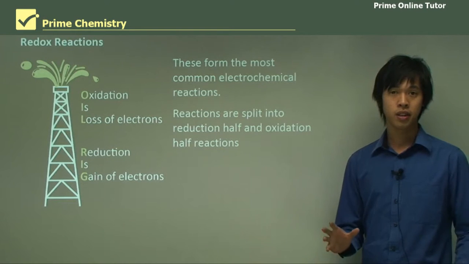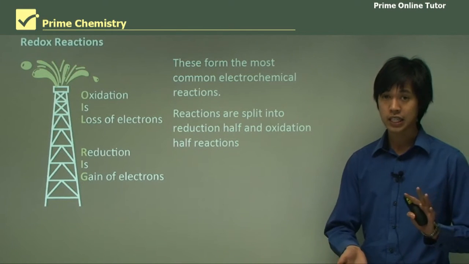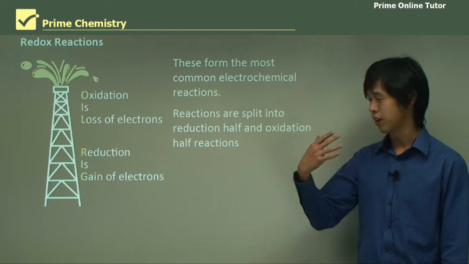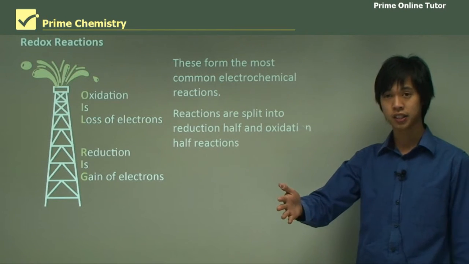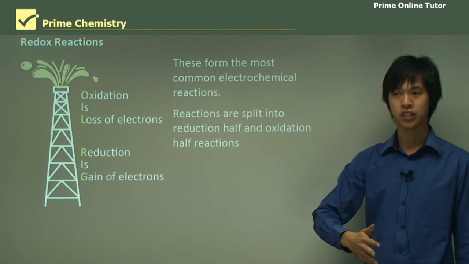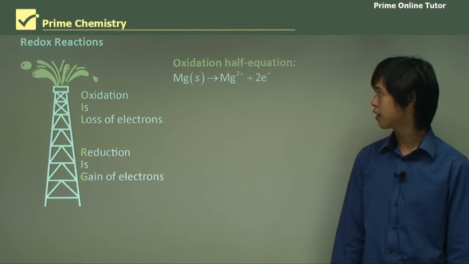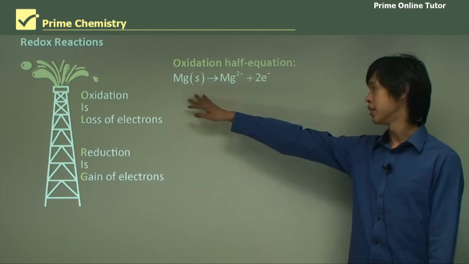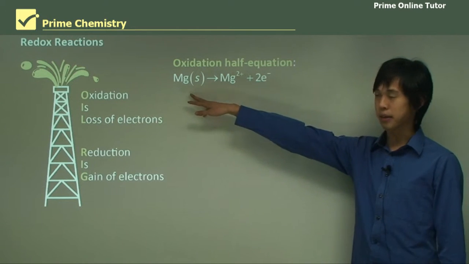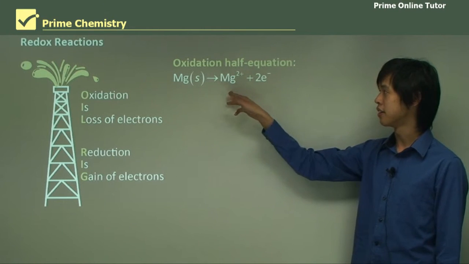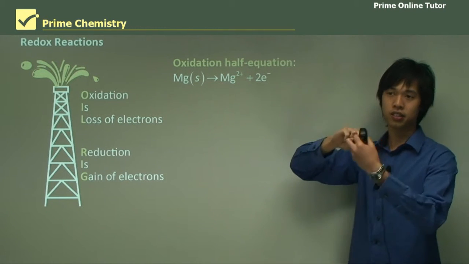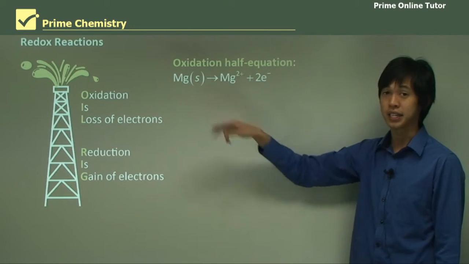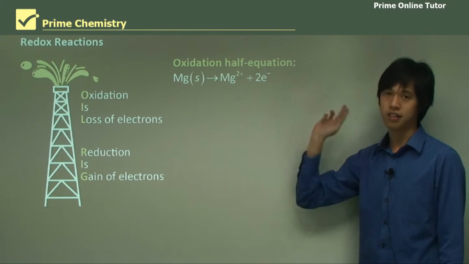Remember, from your study of batteries, such as the lead acid cell or the dry cell, we split redox reactions into a reduction half reaction and an oxidation half reaction. So let's take a simple example. We have magnesium metal, and it goes from magnesium metal to magnesium ion and 2 electrons. So 2 electrons have come out of this magnesium atom and made it a magnesium ion, and then you've got 2 electrons.